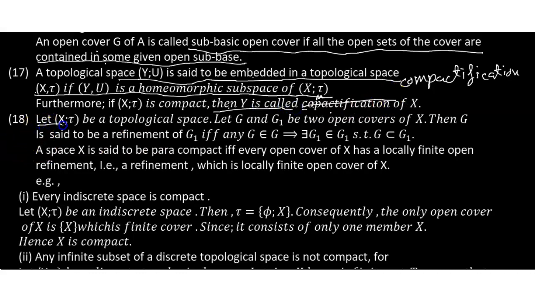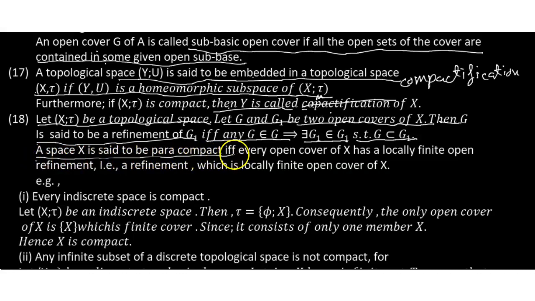Let (X, tau) be a topological space, and let G and G1 be two open covers of X. Then G is said to be a refinement of G1 if and only if for any g belonging to G there exists g1 belonging to G1 such that g is a subset of g1. A space X is said to be paracompact if and only if every open cover of X has a locally finite open refinement, that is, a refinement which is a locally finite open cover of X.